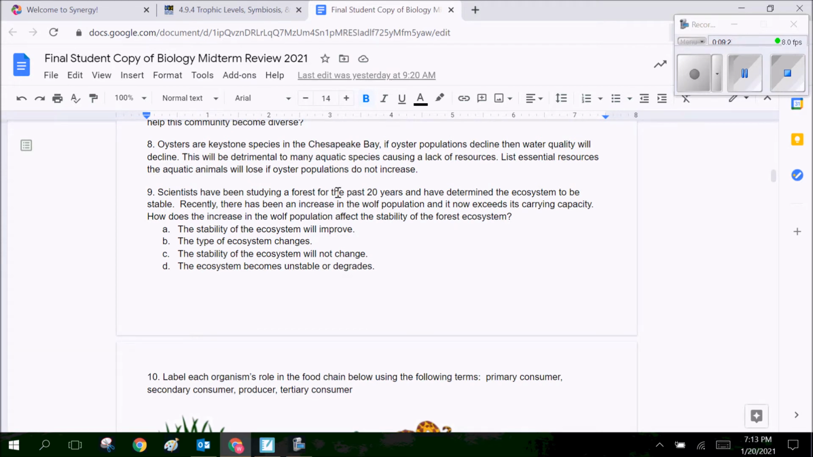Scientists have been studying a forest for the past 20 years and determined the ecosystem to be stable. Recently, there's been an increase in the wolf population, and now it exceeds carrying capacity. How does the increase in the wolf population affect the stability of the forest ecosystem? Okay, so the wolf population is exceeding carrying capacity. If you remember, the carrying capacity is the total amount of space and resources that can support an organism. If it's gone over that, then the wolf population is going to become unstable. So the ecosystem becomes unstable because it's exceeded its capacity. Once it goes back down underneath it, it'll probably stabilize.